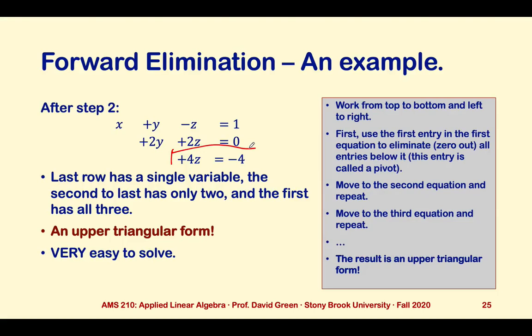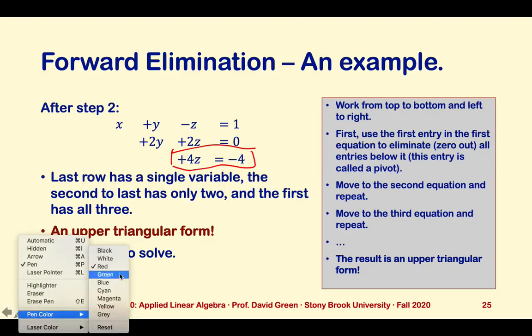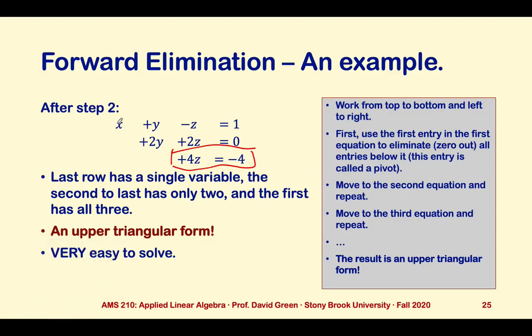We're done. If we focus on what this equation looks like, we see that this last row has a single variable. We can directly from this compute z. The second to last has 2 variables. The third to last, or the first, has all 3. This is what we mean by an upper triangular form for a system of equations, because if we think about at least the left-hand side of this system, we can enclose it in a triangle, like this, rather than the rectangle of arrays of entries that we started out with.